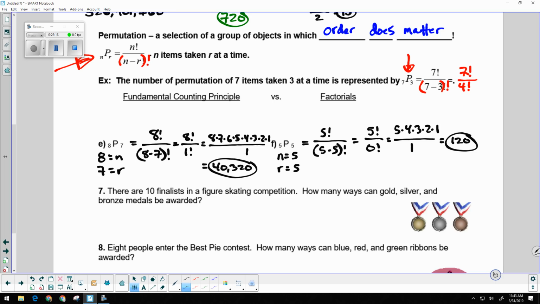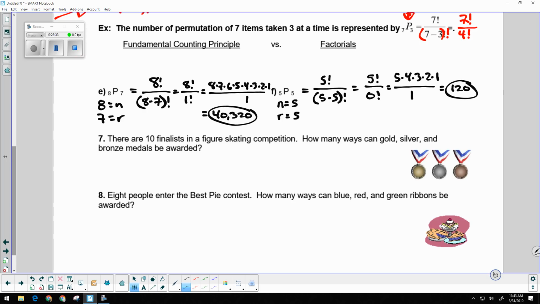You'll find if you compare the fundamental counting principle to factorials or to permutations, a lot of times you get something that's very, very similar. But that's how you use that formula. So let's move down here to 7 and 8, and we're still going to use the formula. In number 7, there are 10 finalists in a figure skating competition. How many ways can gold, silver, and bronze medals be awarded? First of all, there are 10 total figure skaters, or 10 total items.